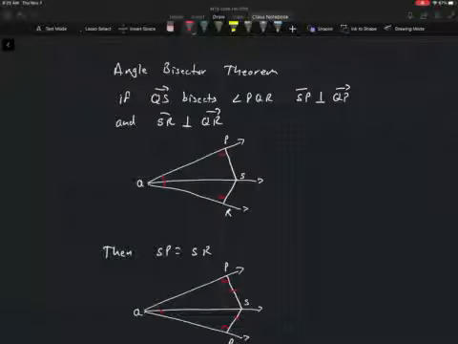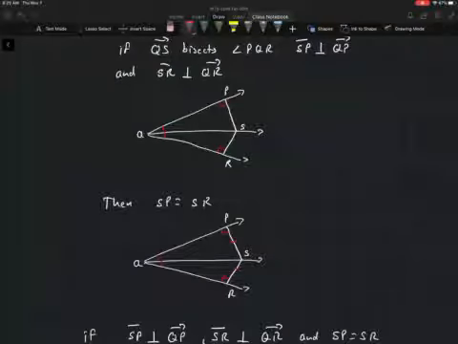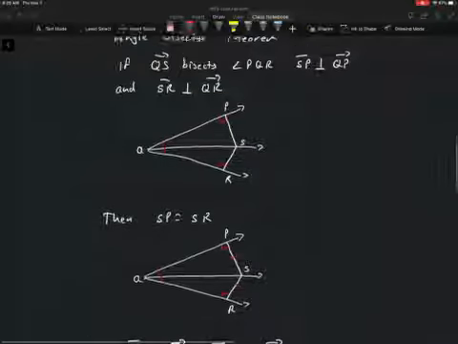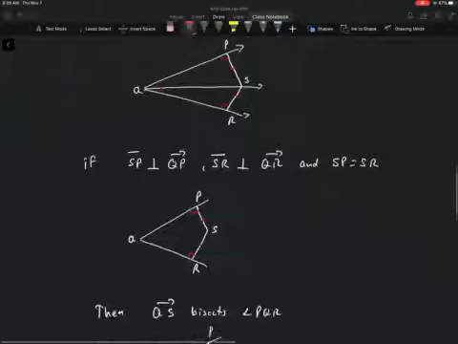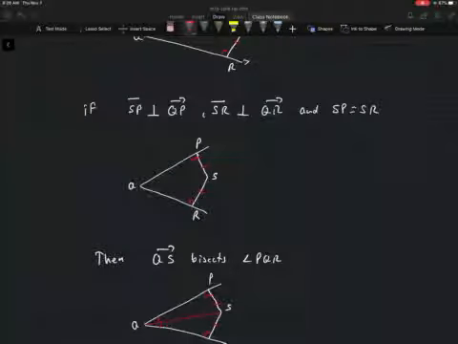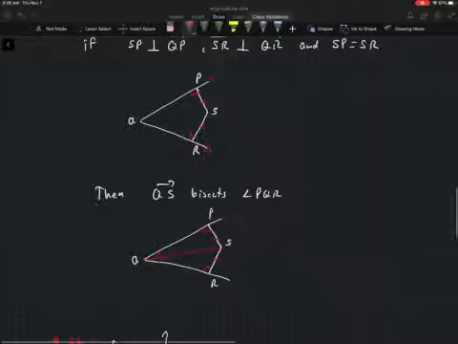So here it says that if ray QS bisects angle PQR, and segment SP is perpendicular to ray QP, and segment SR is perpendicular to ray QR, then we can state that SP is equal to SR. And so that's the angle bisector theorem. Now, the next one is that if segment SP is perpendicular to ray QP, and segment SR is perpendicular to ray QR, and SP is equal to SR, then ray QS bisects angle PQR.